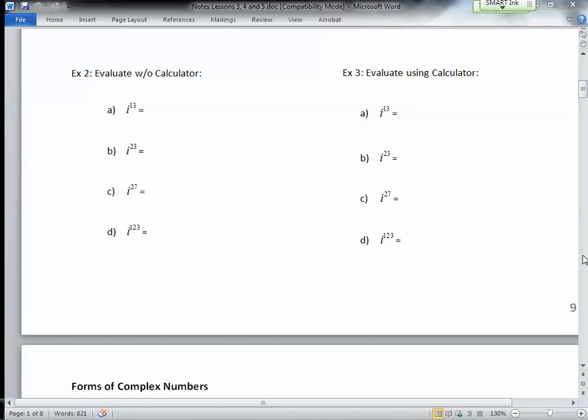Okay, so now one of the things you guys are going to need to know is how to figure out these powers of i going up pretty high, such as i to the 123rd power. All right, so I'm going to show you how to do that without a calculator and then with a calculator. So to do it without a calculator, here's the way we do it.